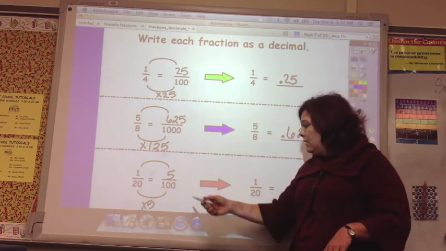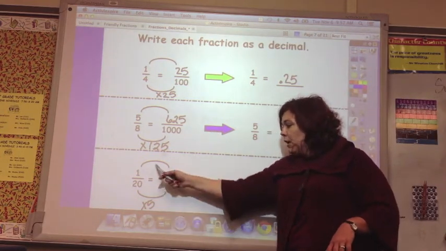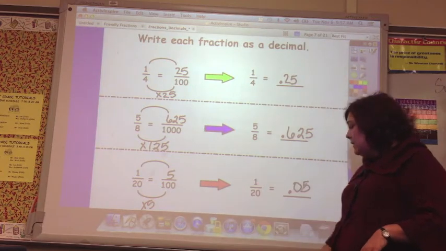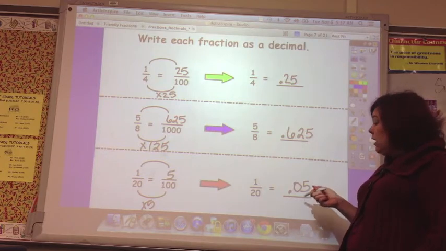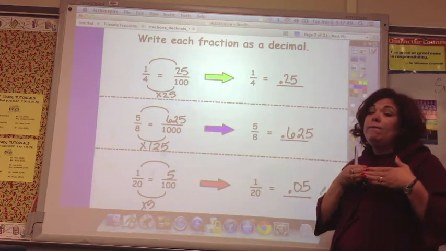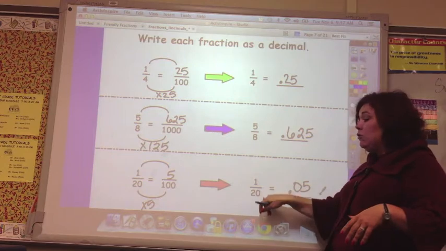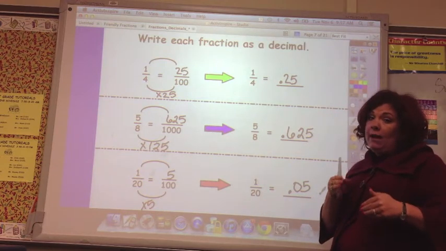And then you've got times 5, 5 hundredths. You'd write that 0.05, and it's real important to know that that's different from 0.5. 0.5 is 1/2, and 1/20th is a lot smaller than 1/2.